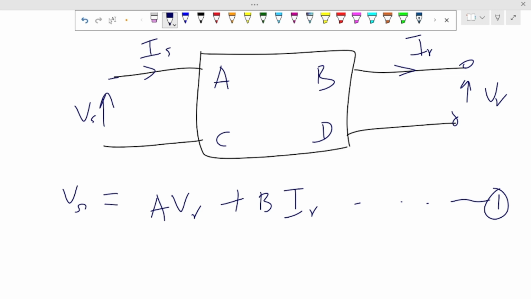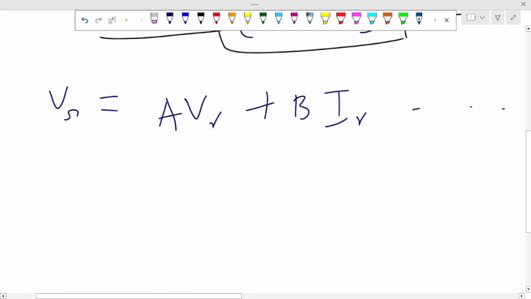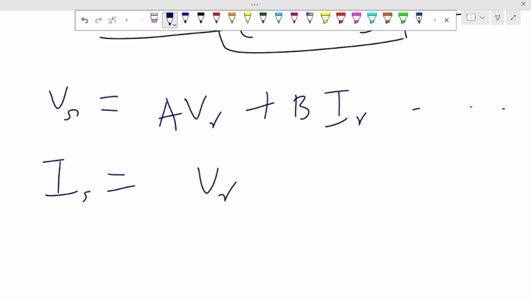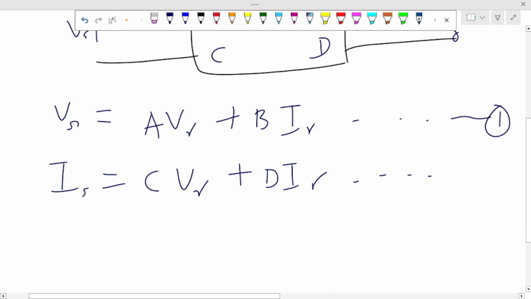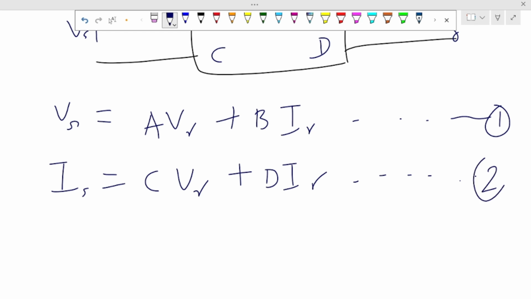Also for our current at the sending end, we'll have it just like this. Let me write the whole thing again. The current at the sending end will be VR plus IR, but of course the constants C and D will be there. So this is equation 2.